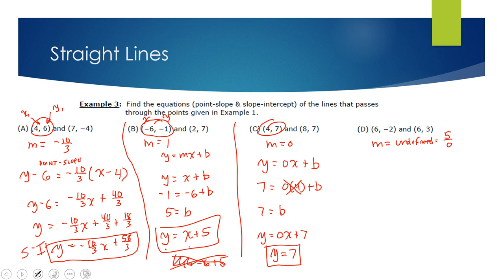And so when you look at the equation of a line, if it just says y equals a number, it's a horizontal line, and it means that all the y coordinates are that number. In this case, it is 7.